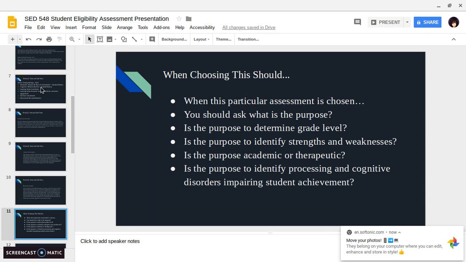So when this particular Woodcock-Johnson assessment is chosen, you should ask, what is the purpose? What are you trying to identify? You're trying to find out learning styles, basic IQ scores. So you should understand which Woodcock-Johnson you want to get. And again, is the purpose to determine grade level? Because oftentimes grade level matters differently at the facility school where I work, where kids are severely hampered by learning disabilities, severe trauma, gaps in education, cognitive disorders across the spectrum.